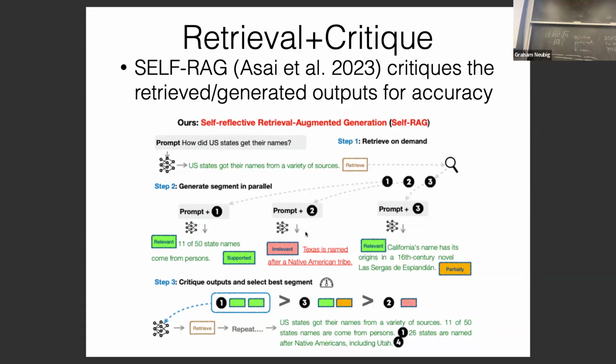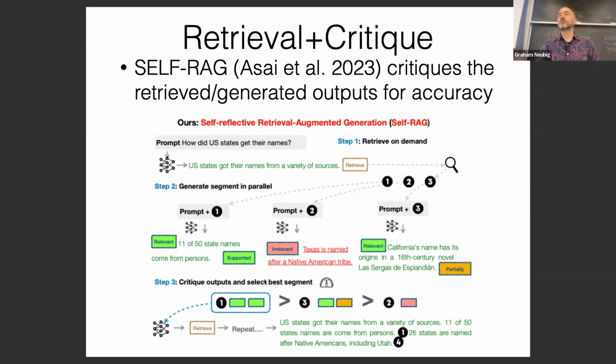Then it has a critique model, where the critique model says, oh, passage 1 is both relevant and supported. Passage 2 is irrelevant. It's saying something that isn't relevant to the original query. Passage 3 is relevant, but it's not completely supported by the evidence that you got in the retrieval result. And so based on this, it will pick the best one that gets the highest score according to this critique model, add that to the prefix, and then continue to the next one. So it basically allows you to get very high confidence results for long form generation. Cool. Any questions about this?